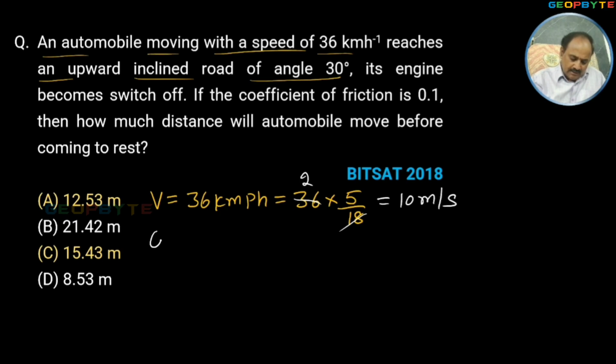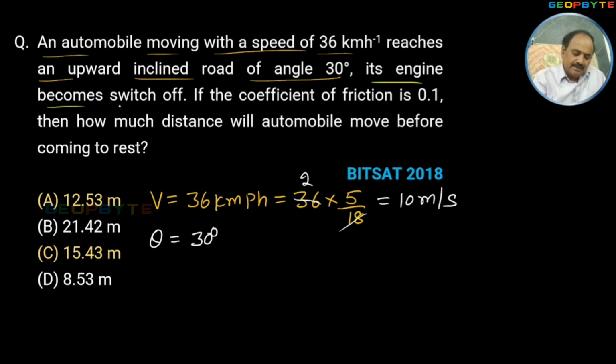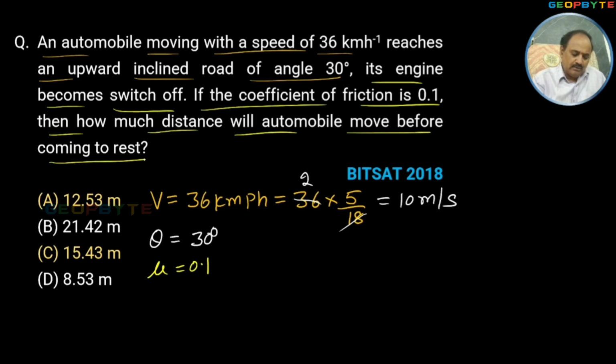The inclination angle of the road means it is traveling on an inclined road of angle 30 degrees. Its engine becomes switched off. That means the engine is switched off. If the coefficient of friction mu equal to 0.1, that may be between the road and tires of the automobile vehicle, then how much distance will the automobile move before coming to rest? That means after the engine is switched off, what distance can the automobile vehicle move in the upward direction? That distance I am marking as s.